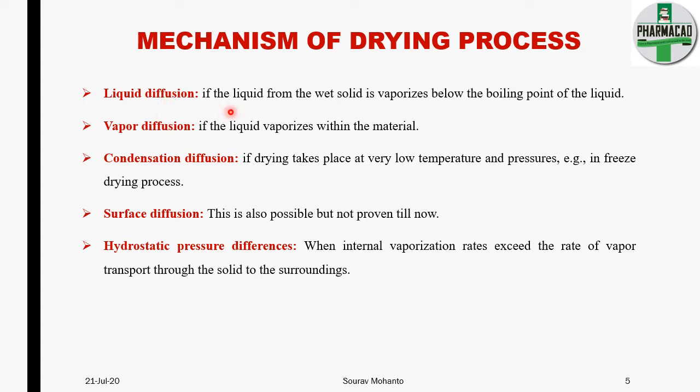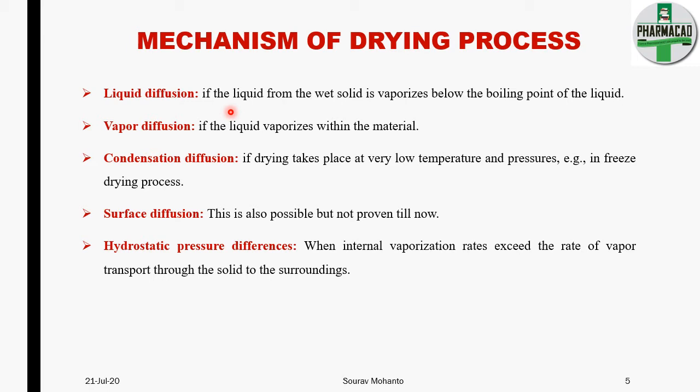If the liquid from the wet solid vaporizes below the boiling point of the liquid, that is called liquid diffusion. This means that in a solid with a small amount of liquid present, we need to vaporize that liquid from the solid, and if it happens below the boiling point of the liquid, then that mechanism or principle is called liquid diffusion.